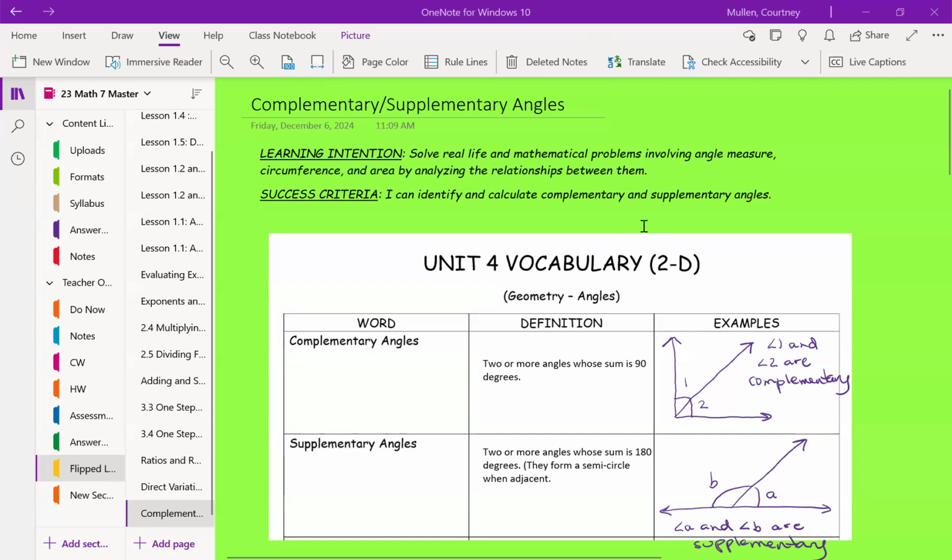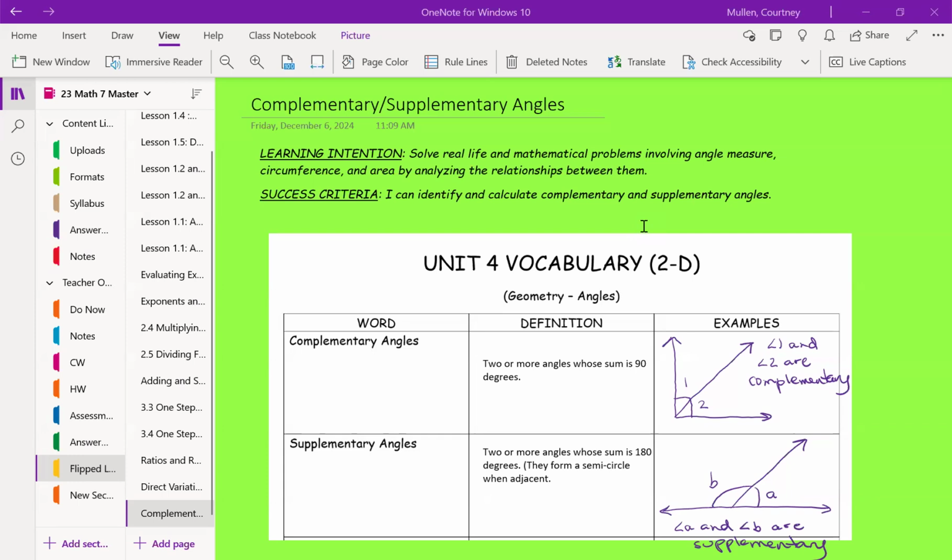All right, welcome back. We're going to be working in our geometry unit now, as we started yesterday with naming angles. Now we're going to proceed and work on different types of angles and figure out how we can solve for their angle measure. So our goal for today is to identify and calculate complementary and supplementary angles, which are your two vocabulary words.